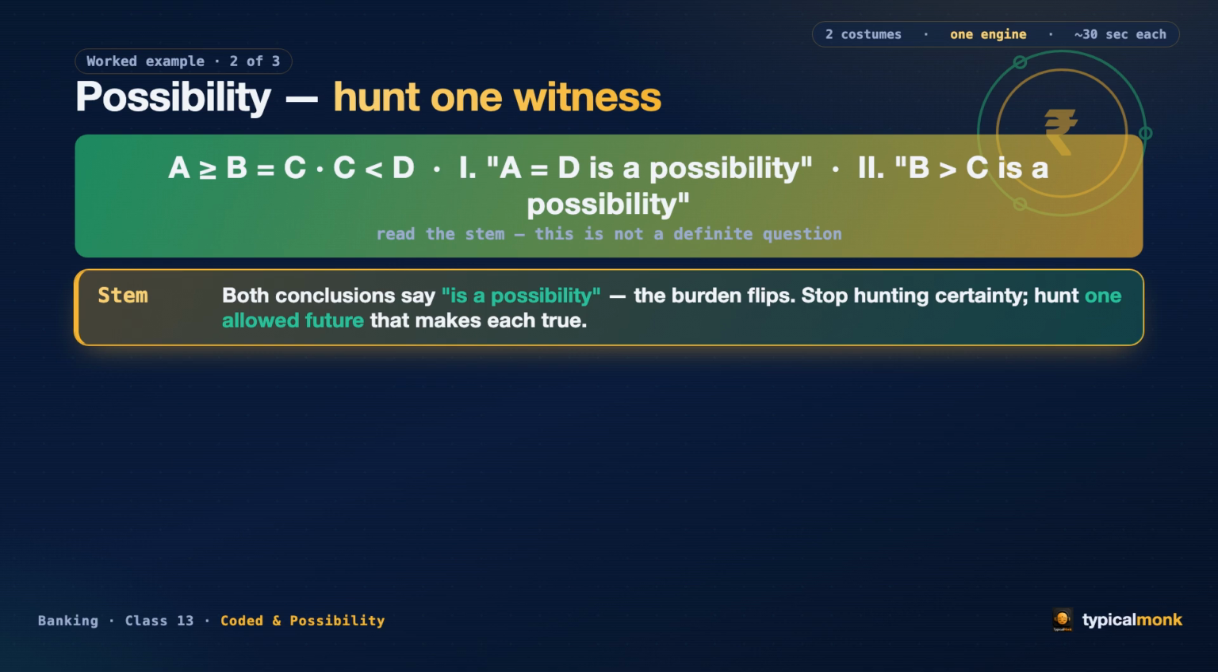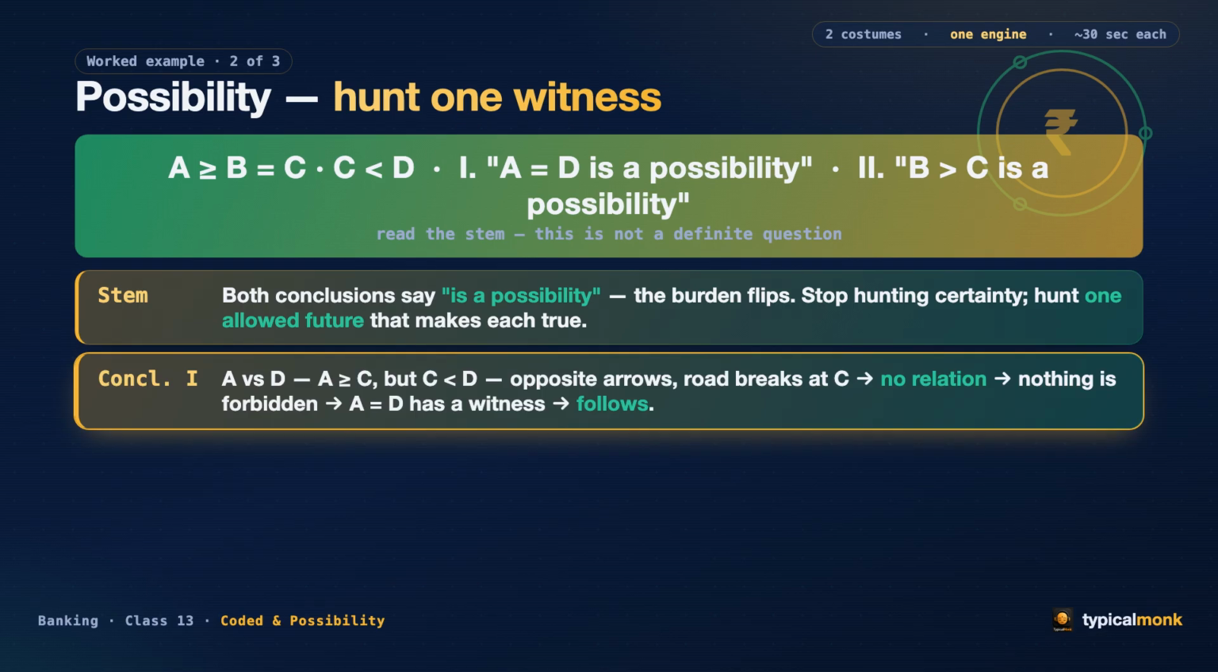Step 1. Read the stem. Both conclusions say is a possibility. So the burden has flipped. Stop hunting certainty. For each conclusion, hunt just one allowed future that makes it true. Step 2. Conclusion 1. A versus D. The chain gives A greater than or equal to C, but C less than D, opposite arrows. The road breaks at C, so no relation between A and D.